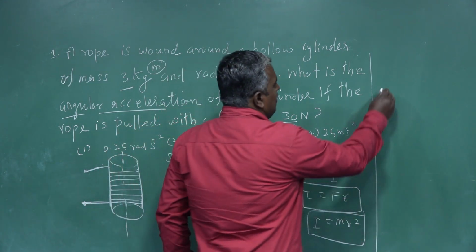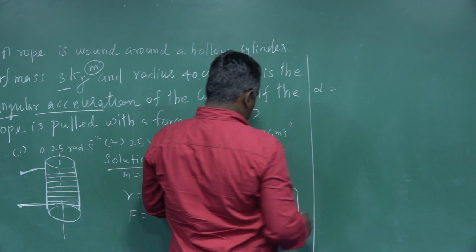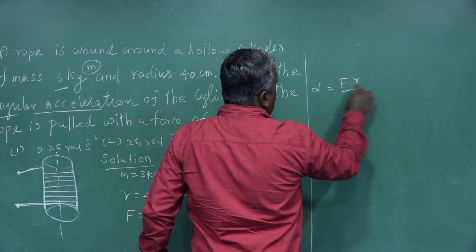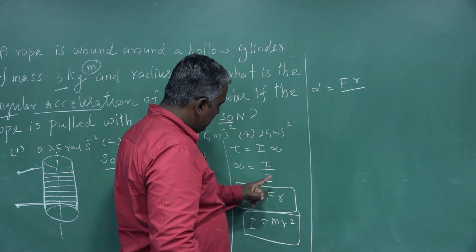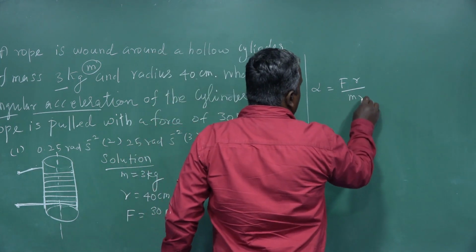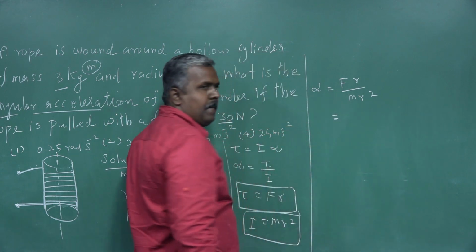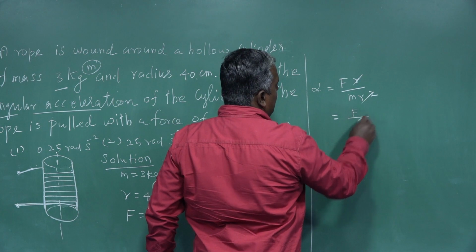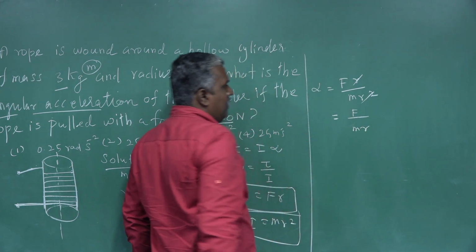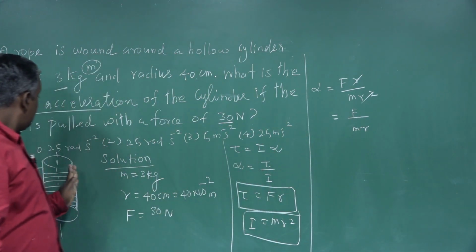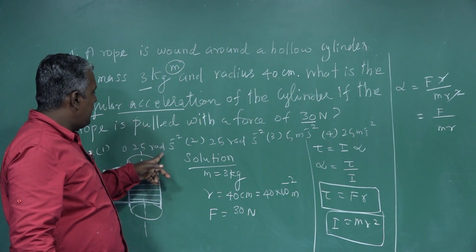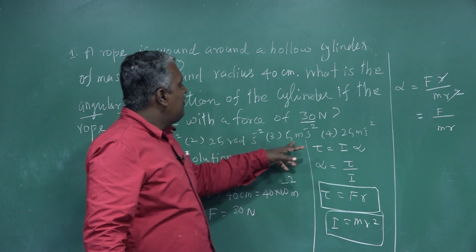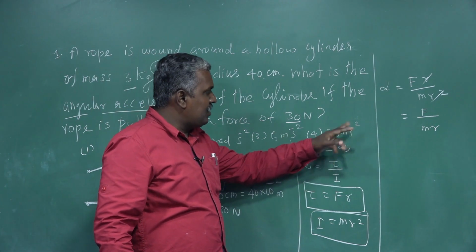So alpha is equal to tau by I. Tau is F into R, and for I, M R square. R cancels out, and the remaining is F by M R. Try yourself. What is the option? 0.25 radian per second square, or 25 radian per second square, or 5 meter per second square, or 25 meter per second square.